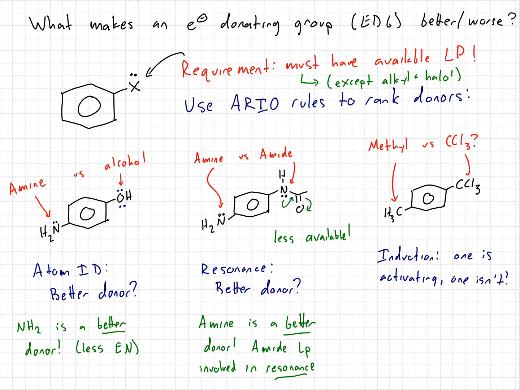Okay, so this one is probably the most straightforward of the effects. If we pack on all of those chlorines onto the carbon, those will create a very, very strong inductively withdrawing group. So a carbon with three halogens on it, unlike the alkyl group, is actually a deactivating group.